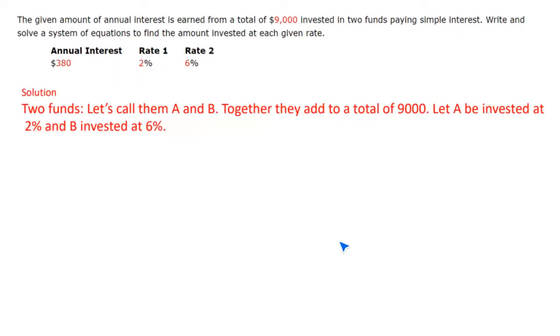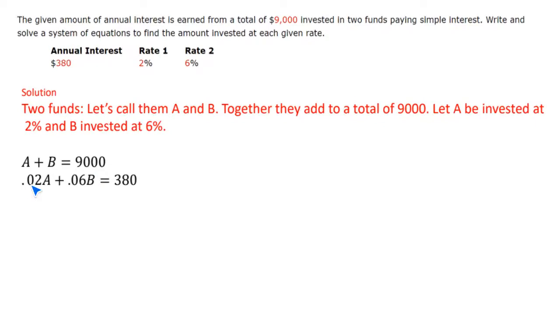So we know we have two investments, so let's call them A and B. And we know that if we add the investments together, it's going to give us a total of $9,000. Okay, and now let's say that A, we're going to let it be the 2%, and B, we can let it be the 6%, or vice versa. So I can set up an equation. A plus B is 9,000.